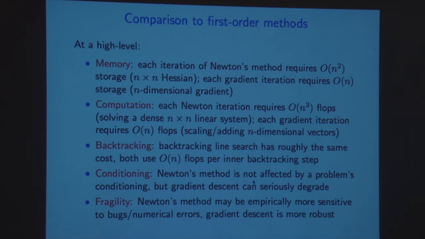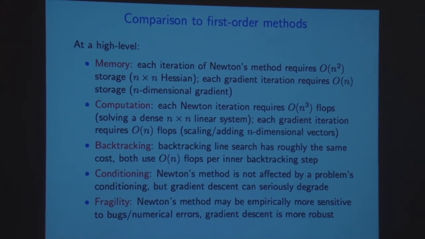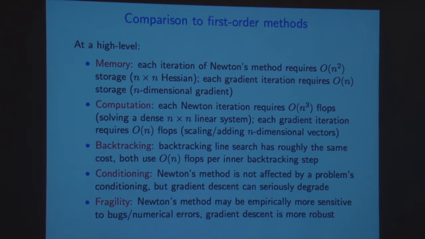Conditioning. In principle, Newton's method is not affected by a problem's conditioning. Any affine transformation is going to leave the steps unchanged. Gradient descent can be seriously affected by conditioning. In fact, the method can degrade if we have a poorly conditioned problem.